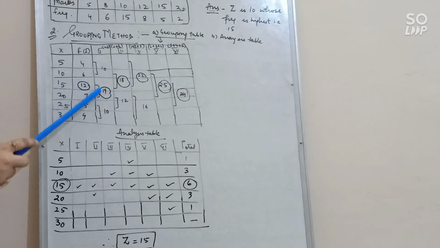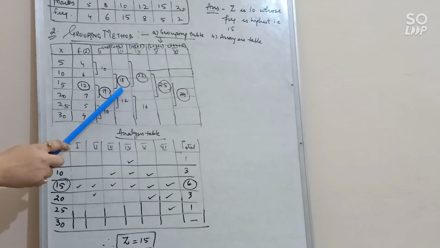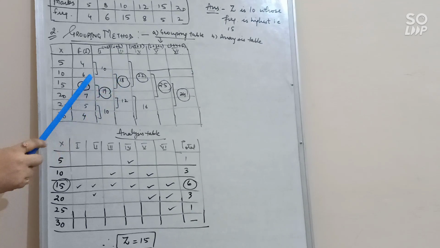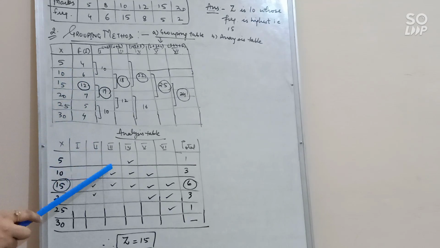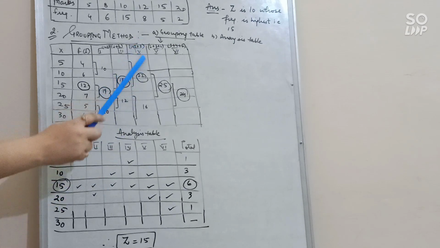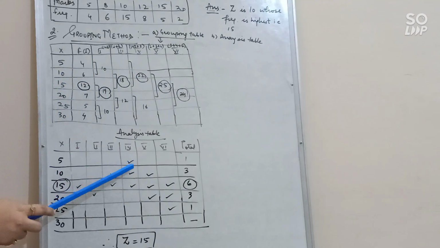Clear? Then in second column highest value is 19, and it is a sum of these 2 values, and these 2 values lie in these 2 columns, 15 and 20. So mark 2 ticks here, 15 and 20. And third column highest value is 18, and it is a sum of these 2 values. It means these values lie in these 2 columns, 10 and 15. Put a mark in front of 10 and 15. In fourth column 22 is the highest value, and it lies in 5, 10 and 15. So you will put a tick here, 5, 10 and 15.